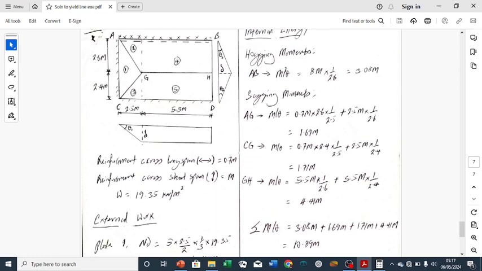Let's start with sagging yield line AG. Remember, I will have the vertical component and the horizontal component. So first of all, we calculate the vertical component. Remember this vertical component, which reinforcement will resist it? Is it the vertical or the horizontal? It is the horizontal reinforcement. The horizontal reinforcement is what will resist that vertical component.